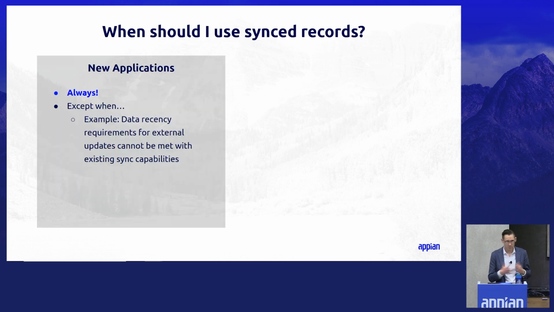So when should you use it? Trick question. You should try to use it always in your new applications. Now, there are reasons why you might not be able to sync your data. There might be data recency requirements. There might be IT policy restrictions. There might be legal requirements, right? Those are some reasons. And then there might be scale, right? But over the Appian releases, we're kind of removing different barriers to why you wouldn't be able to leverage that.